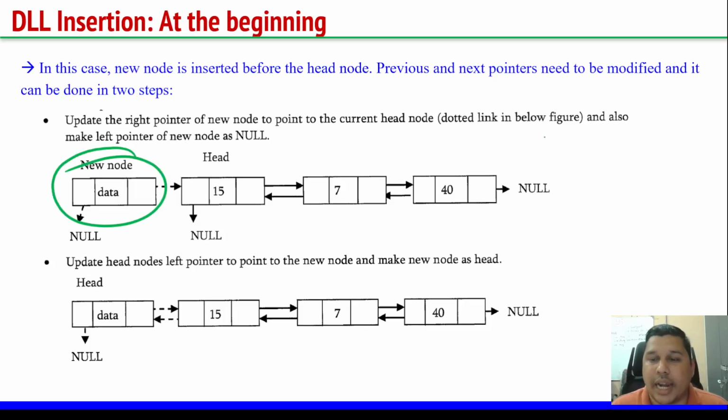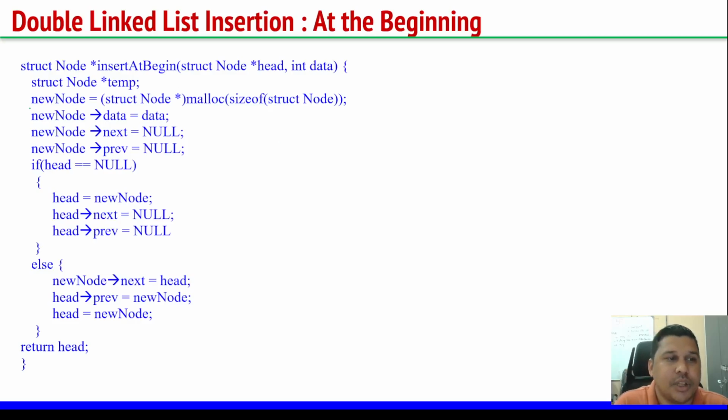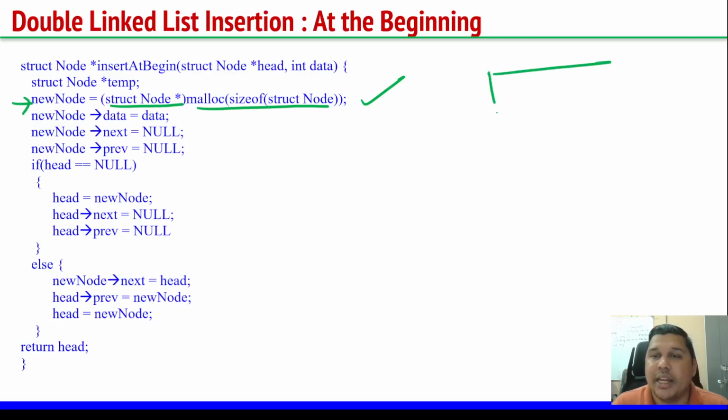So, we will write some commands like this. New node equal to struct node star malloc struct node type. This will reserve memory in your RAM like this. Next, new node data is data. I am giving the value 10, assume we are giving the value 10. So, this will be assigned 10.